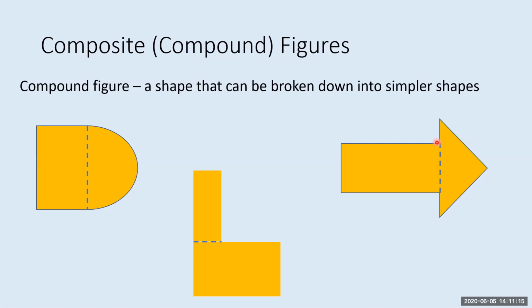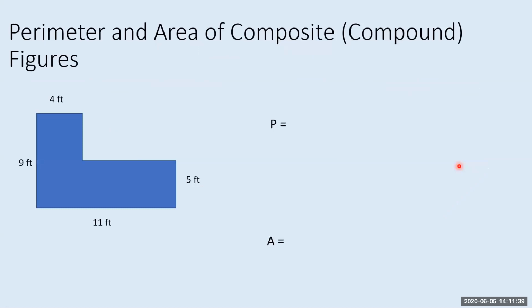So I drew this dotted line here that shows that this arrow is actually a rectangle stuck to a triangle, right? And we have formulas for area of a rectangle and area of a triangle. So we could go ahead and calculate those areas without too much trouble. So on the next page here, we're going to get some practice calculating perimeter and area of compound figures.